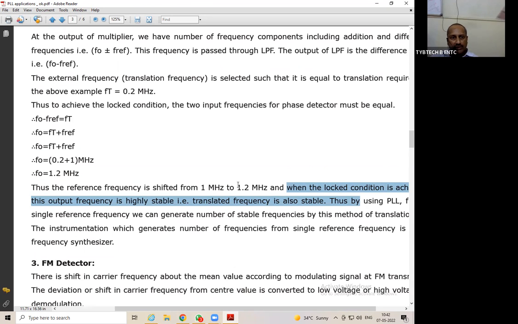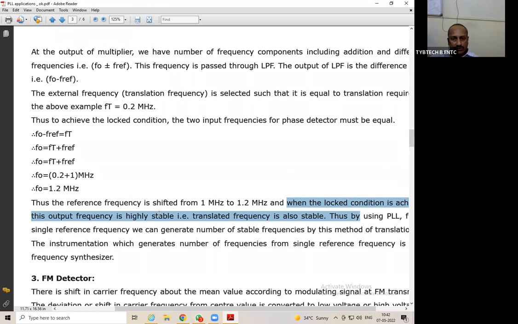So this is how the applications work. Now we will stop here. The next topic is the FM detector and FSK detection, which we will see in the next session.